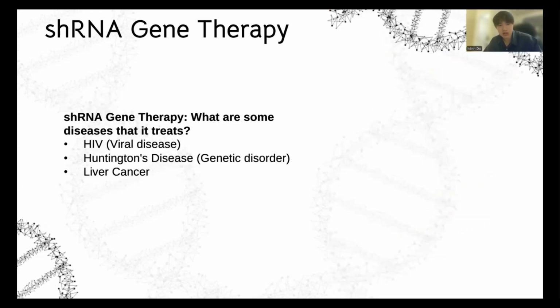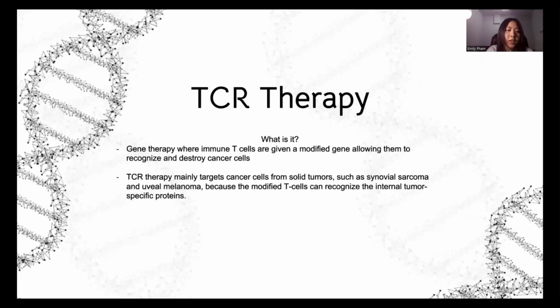Some diseases that shRNA gene therapy can help treat are HIV, Huntington's disease, and liver cancer. So TCR therapy involves a T cell being modified by giving it a modified TCR, or T cell receptor, gene, which allows it to recognize and destroy cancer cells. This mainly targets cancer cells from solid tumors such as synovial sarcoma or uveal melanoma. This is due to the modified T cells recognizing internal tumor-specific proteins.